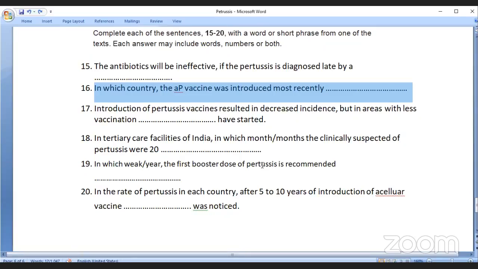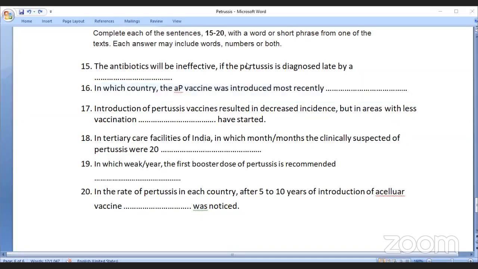Okay. Now the question is, in which country was the vaccine introduced most recently? In which text can you find the answer? Text B, okay.